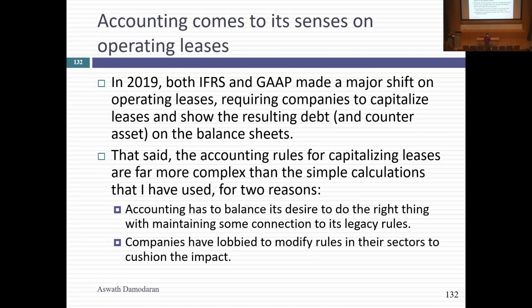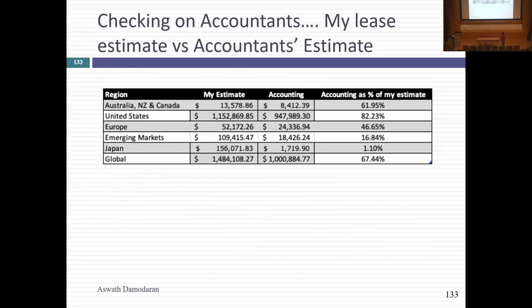At one level, you're saying they're being more realistic because they're building in the flexibility. And you can see the number difference. Let's take the US, where I think you've seen the most significant shift towards bringing lease debt onto the books. The accounting estimate of lease debt, because now it's in the balance sheet, I can see it on S&P Capital IQ, if I add it up, is $949 billion. My estimate is $1.152 trillion. That difference of 200 billion is my capturing lease commitments, which might be a little flexible, as debt.